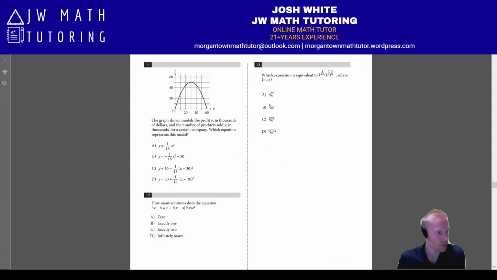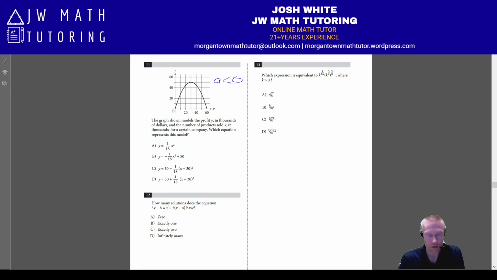Top of the next page, we have problem number 11. Here we have another quadratic function, and it's graphed, and they want to know what equation represents this model that's graphed out here. So again, couple things to notice. First of all, since it opens down, that means the value for A will be less than 0.